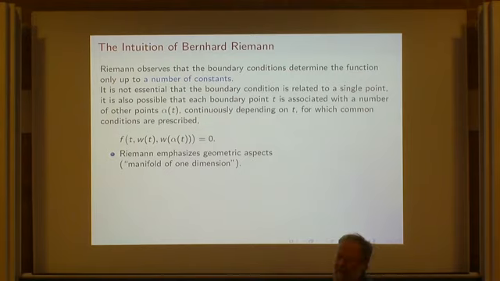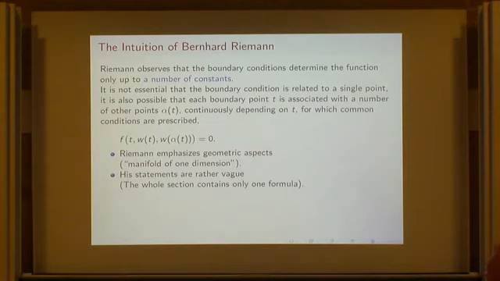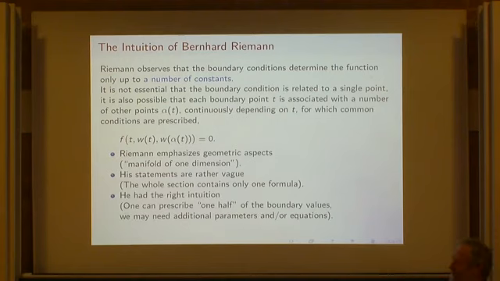So, three comments about Riemann's paper. First of all, it is important that he emphasizes the geometric aspects of the problem. He says we have a manifold of one dimension for each boundary value. Yeah, this we have seen. His statements are rather vague. There are no proofs, no theorems, and the complete section only contains one formula. Here, there's everything in words.